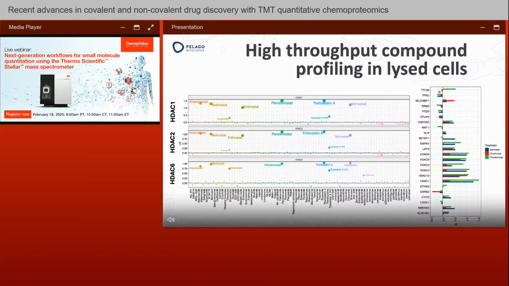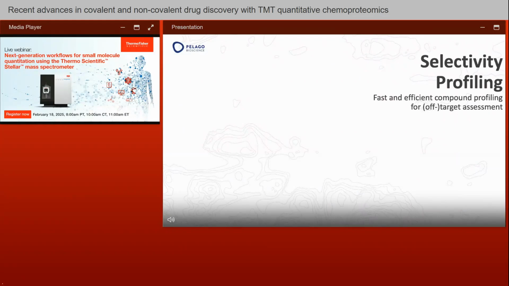If we look at the TTC38, which has been previously annotated as an off-target of panobinostat, we can see it's exclusively stabilized by panobinostat and none of the other HDAC inhibitors. And if we look at the LAP3, which is also a known off-target of panobinostat, we can see that it's been stabilized in the same way with all 3 HDAC inhibitors. So that gives you different perspectives, depending on the question you have in mind for the data.